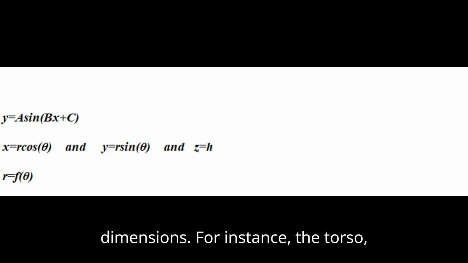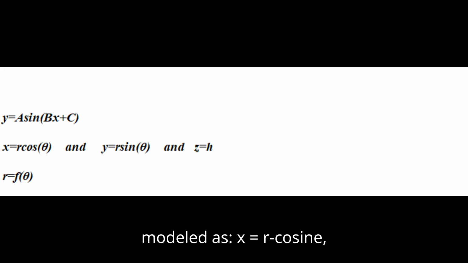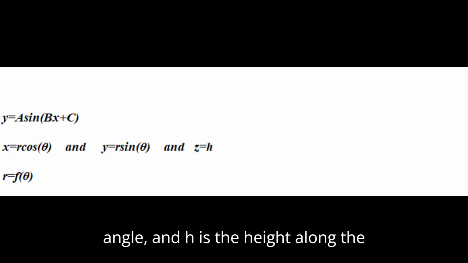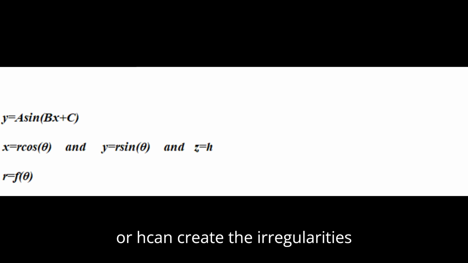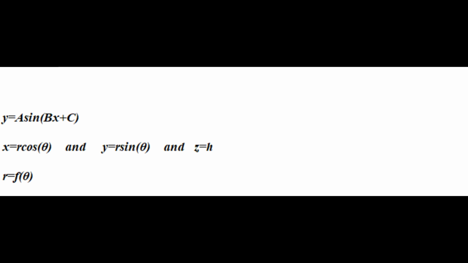For instance, the torso, which resembles a cylinder, can be modeled as x = r cos(θ), y = r sin(θ), z = h. Here, r is the radius of the torso, θ is the rotational angle, and h is the height along the z-axis. Variations in r or h can create the irregularities necessary to match real body shapes.